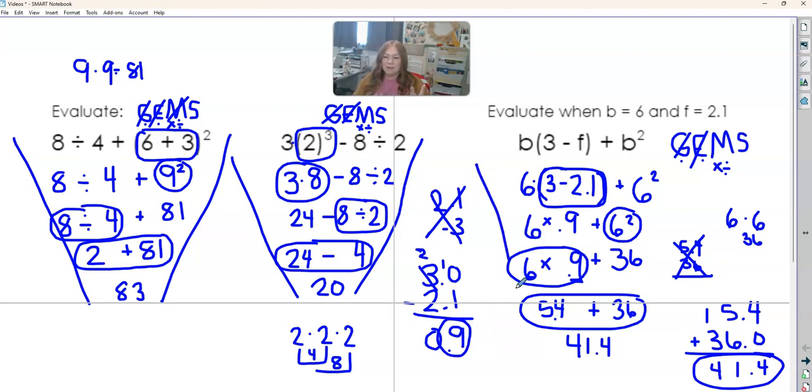So every time we are following gems, we're doing one level at a time, one step at a time, circle what you're working on. Okay, so I want you to look at your blue mastery check and see if you can find the mistakes that you made. Make sure you've written down gems and they're going through your checklist every time.